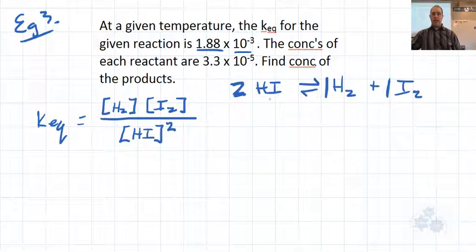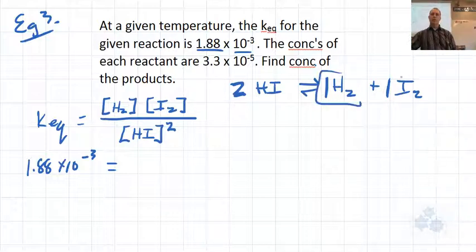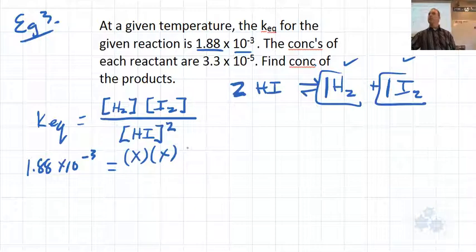Now that's going to be just this HI is 3.3 times 10 to the negative 5. All right. So the Keq is 1.88 times 10 to the negative 3. We can start filling in values here. H2 and I2 are unknown, right? They're unknown. So notice that it's a 1-to-1 ratio here. So as HI breaks up, the same amount of H2 and I2 are created. So they both can be just X, unknowns that we're able to solve for. So you would put X here and X there.